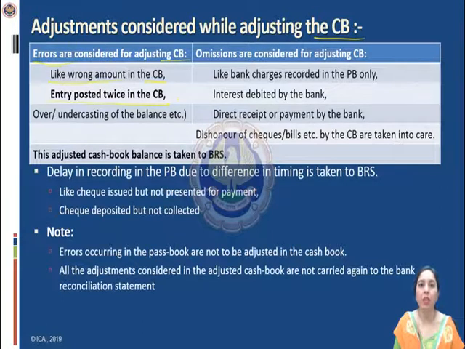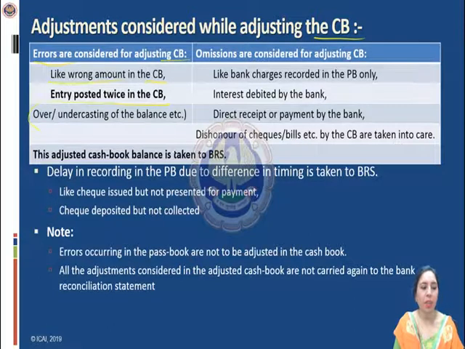That is again to be adjusted. Then the third one is over or under casting of the balance. So in overcasting, the balance was 5,000 for example, but it had been taken as 7,000 or any amount over and above rupees 5,000. Whereas undercasting is the reverse, that is, a lesser amount has been taken; instead of 5,000, for example, 2,000 has been written, or any amount that is less than 5,000.